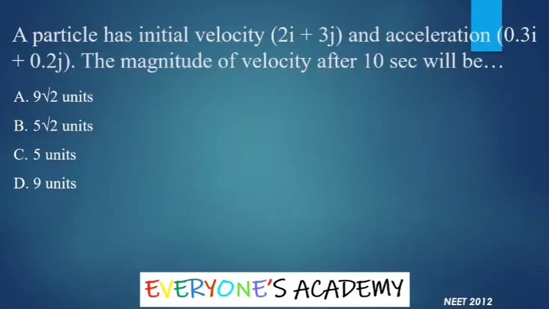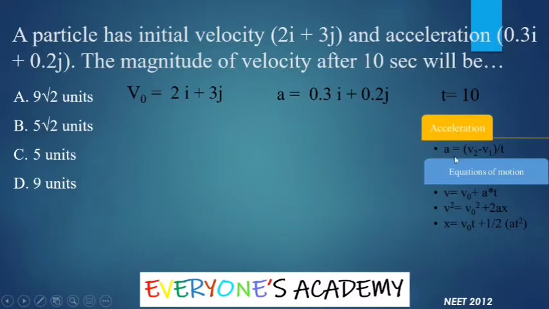In this next problem, it is given that a particle has initial velocity 2i plus 3j. That means initial velocity is given, that is 2i plus 3j, and acceleration is given, that is 0.3i plus 0.2j. And the magnitude of velocity after 10 seconds will be. So time is also given, that is t equal to 10 seconds. We need to find out the velocity after 10 seconds. That means we can use the equation of motion for accelerated motions. The first equation of motion is suitable here because we know initial velocity, acceleration and time. We need to find out the final velocity.